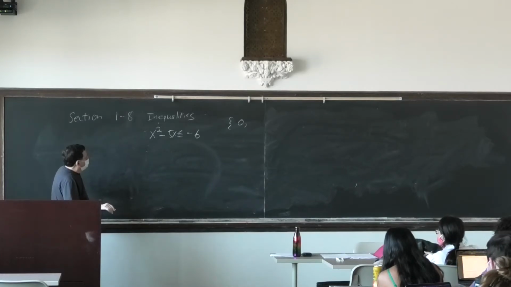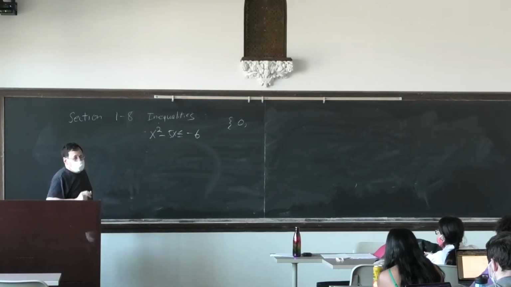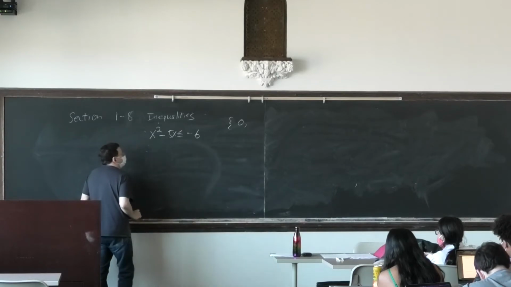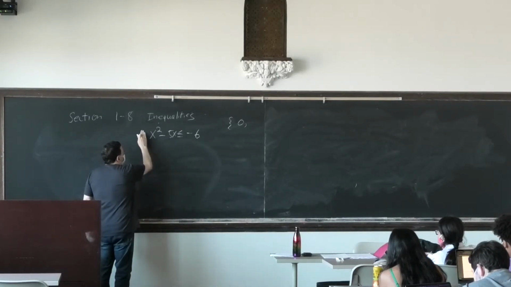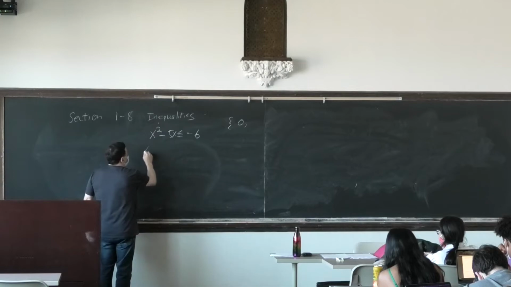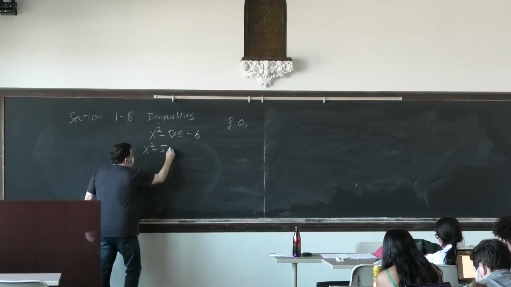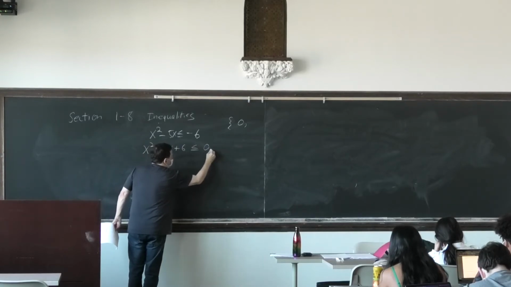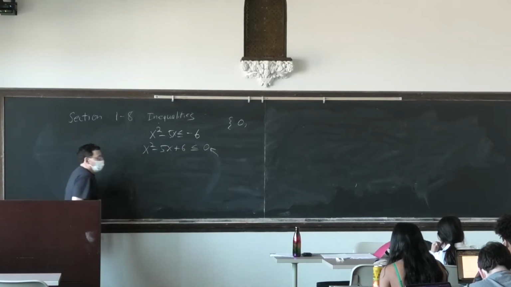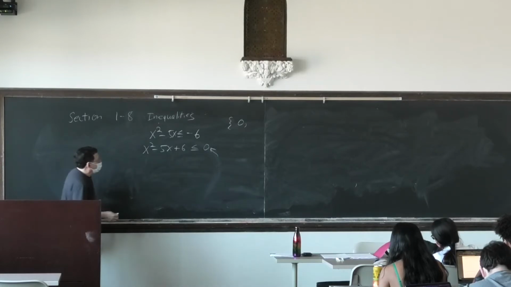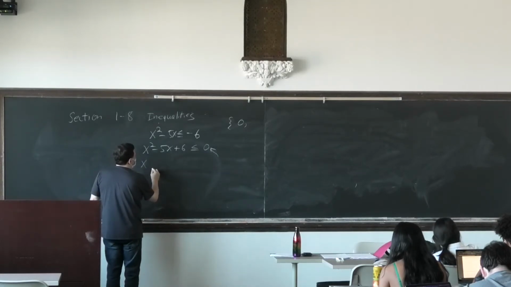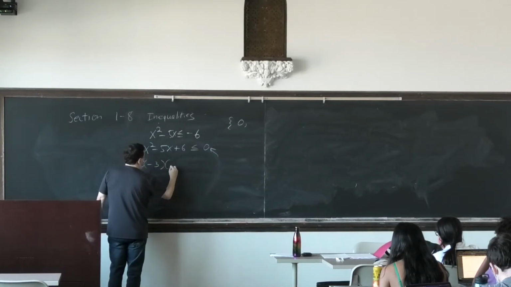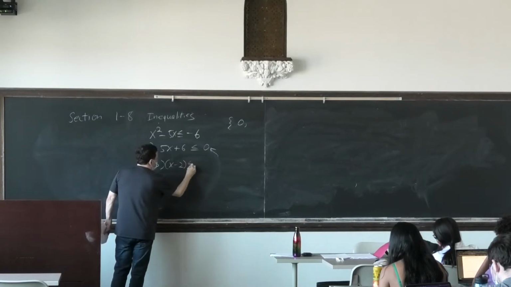So the way we go about this is the same way as initially if this was an equality. We're going to bring everything over to one side. Add 6 to both sides. Have 0 over here. And then we're going to factor. So this is x minus 3 times x minus 2 equal to 0.